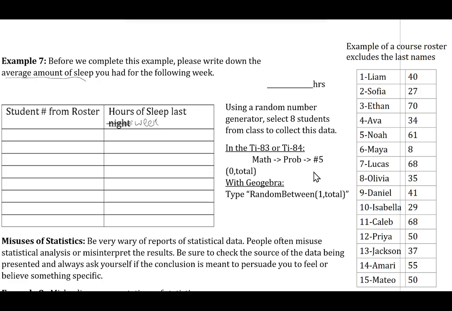The reason why I like this example is not because I actually want to know how many hours of sleep you got last night, but because I wanted to talk about the discrepancies that can appear when we're using vague or unclear questions. And I also just wanted to show how to use a random number generator. At this point, I'm going to remind you, we are supposed to be using technology for a number of different applications in this course. So I am going to use the TI-84, the Texas Instruments 84, to show how to use a random number generator. And then I will show how to use the random number generator in GeoGebra.